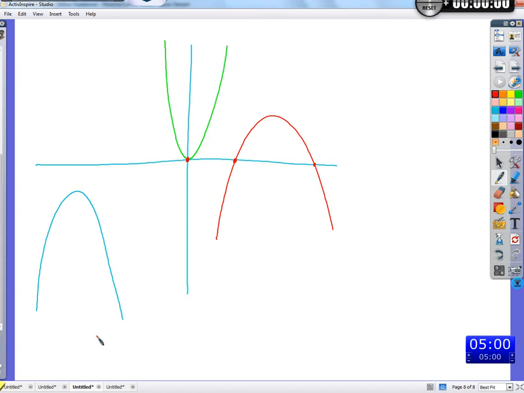What do all these x-intercepts have in common? What do the coordinates of all those x-intercepts have in common? Y is 0. Y is always 0. 0, 0, maybe 5, 0, maybe 9, 0. But they're all going to have a y value of 0. Y equals 0.